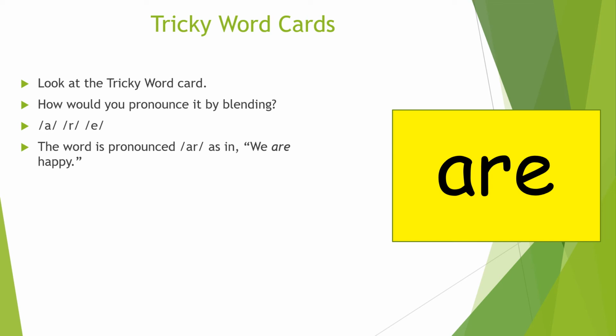Look at this tricky word card. How would you pronounce it by blending those sounds together? You could try to sound it out and say a, e, ara. Remember, tricky words don't play by the rules. So the word is pronounced are, as in, we are happy.